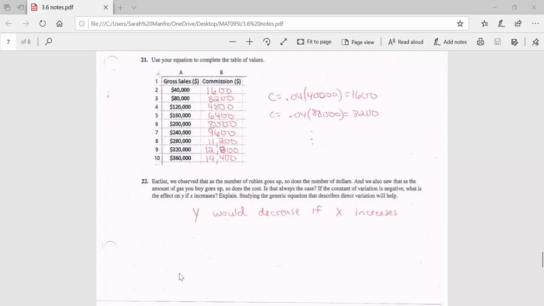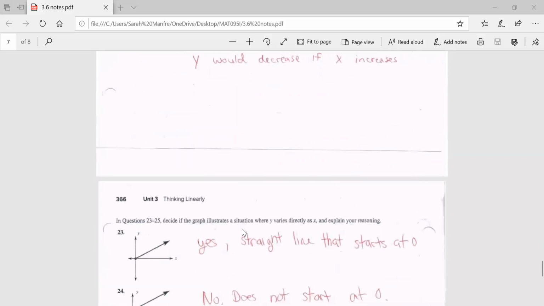Okay, so when you bought more gas, the cost went up, right? That makes sense. You're buying something, but it's not always going to be that type of situation. Sometimes things might vary directly in the negative way. So if X increases, Y is going to decrease, because we need one negative to make a negative. An example would be the value of something going down. So everything's not always going to be a positive constant of variation. Some things will be a negative variation.